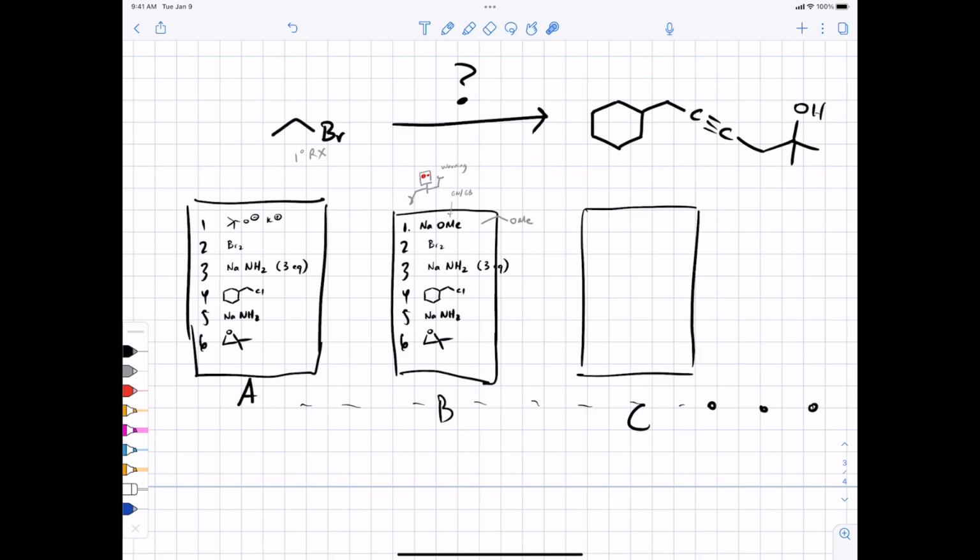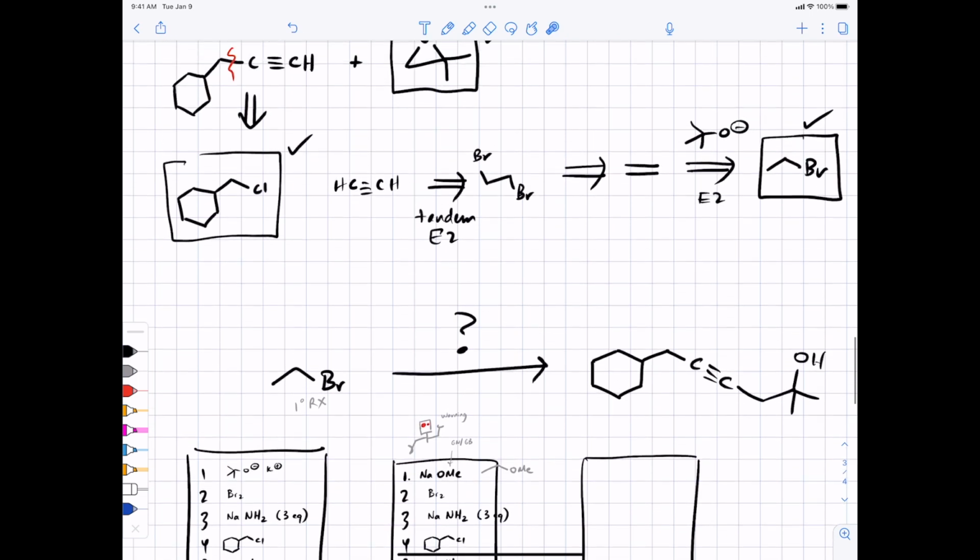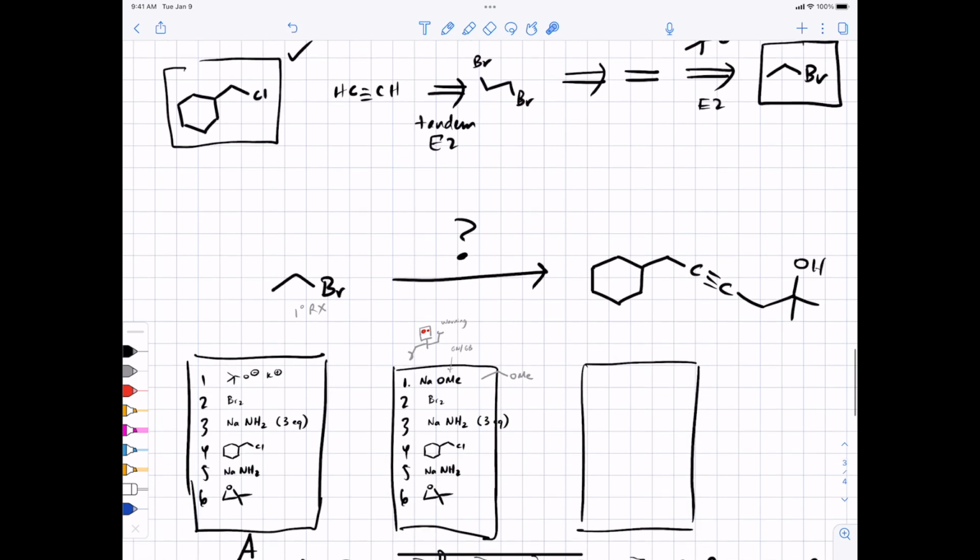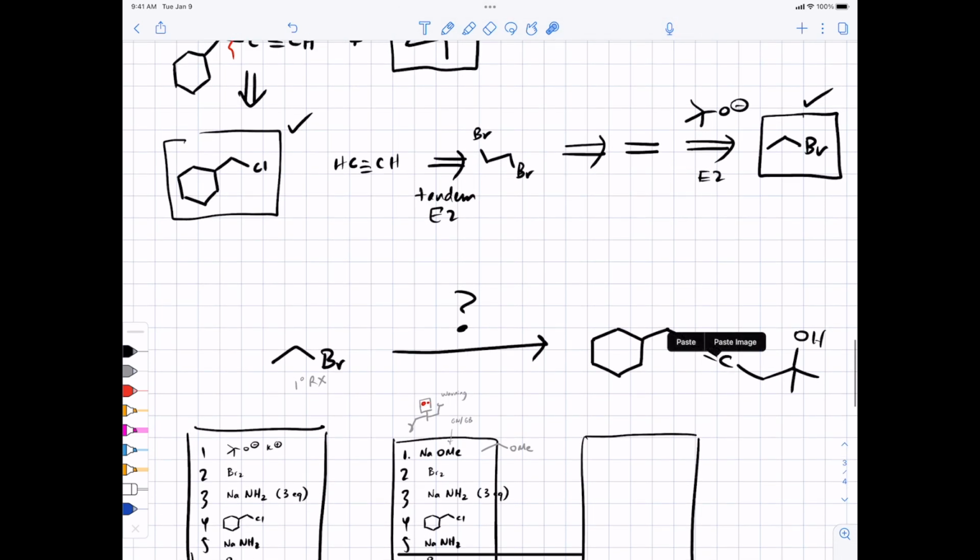What would happen if, just for the sake of this, you added 4 equivalents of NaNH2 in step 3? So what you're saying is 3 equivalents gets you here. Does the 4th equivalent remove that proton? Once the molecule's already negatively charged, the pKa of that second proton goes up dramatically. So no, basically it wouldn't do anything.